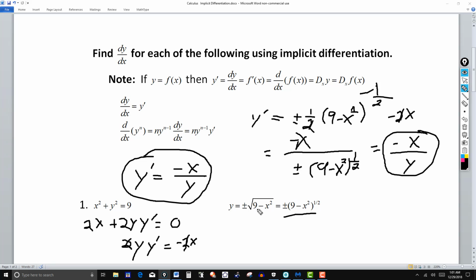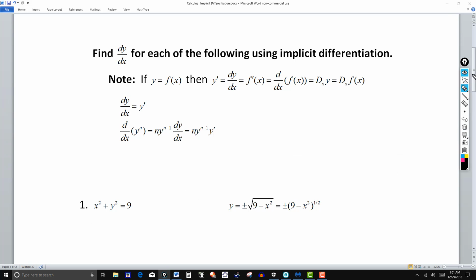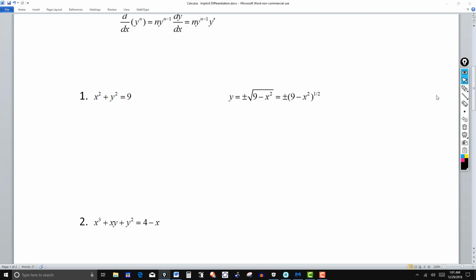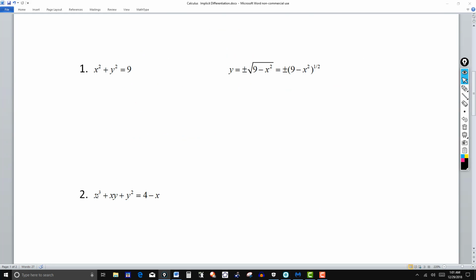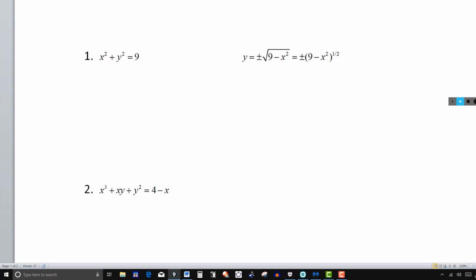So now let's go to one where it's more difficult to solve for y. So this one I did both ways, so let's go to this one. Here we have x cubed and xy plus y squared here. That's a little bit difficult to solve for y. So I'm going to do this implicitly using the formulas.